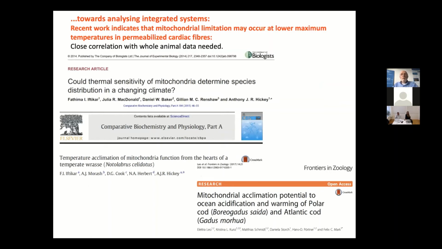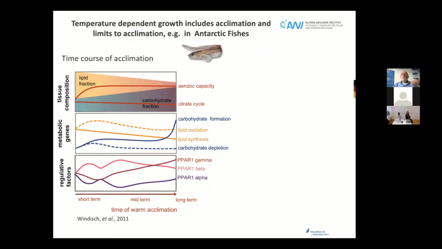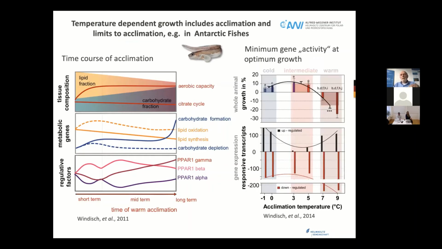So some people work on mitochondria and what kind of role this plays under warming and acidification. If it's an evolutionary principle, it also plays out at the genetic level. And actually we see the underlying mechanisms changing in their dynamics, and it fits the thermal performance curve of growth in this Antarctic fish, where we see maximum growth happens at the point where we see the lowest genetic activity. So where actually the system is in its optimum balance.